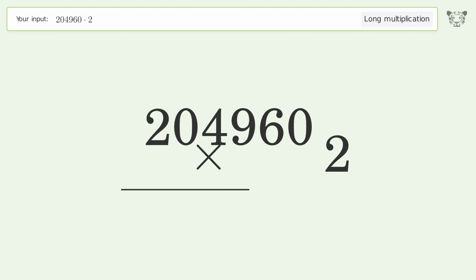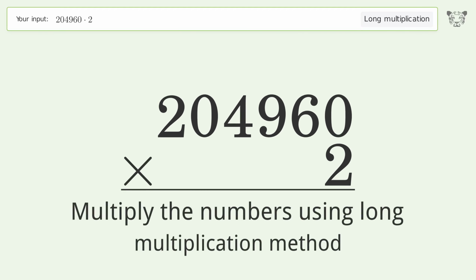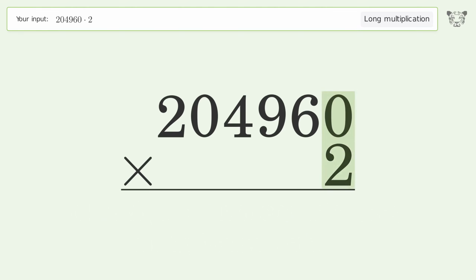Rewrite the numbers from top to bottom aligned to the right. Multiply the numbers using long multiplication method. 0 times 2 equals 0. 6 times 2 equals 12. Because the result is greater than 9, carry the 1 to the hundreds place.